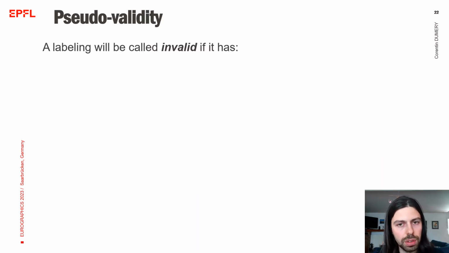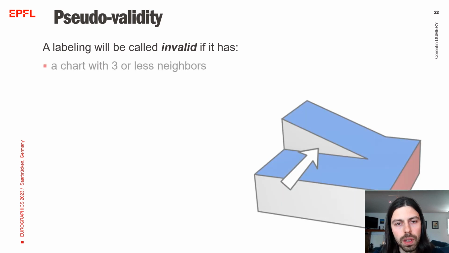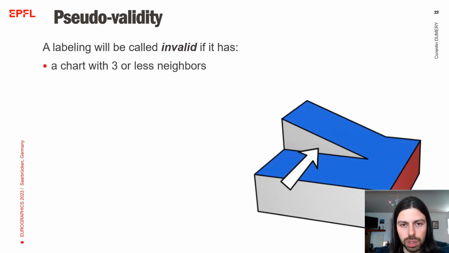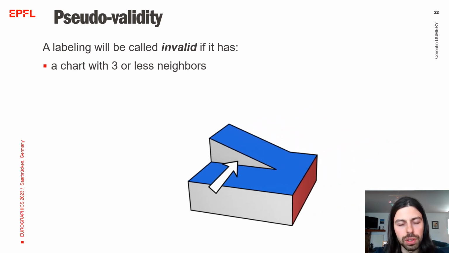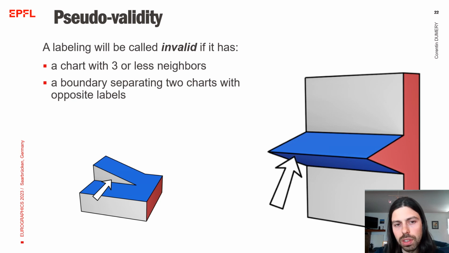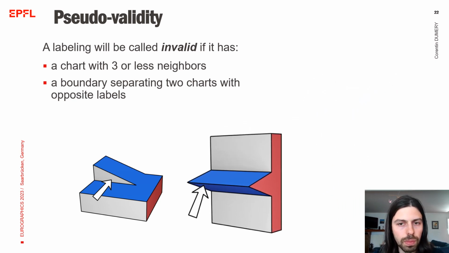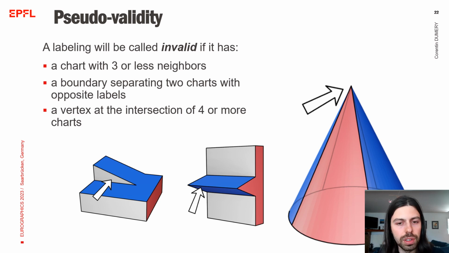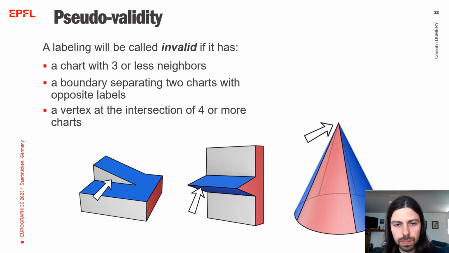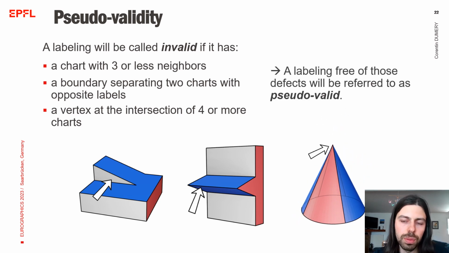We can use this as criteria to evaluate labelings. In that case, the labeling is invalid because the white chart has fewer than 4 neighbors. This can easily be detected by looking at the connectivity of the labeling. Similarly, a labeling with a boundary separating two charts with opposite labels will be considered invalid. And finally, a vertex at the intersection of 4 or more charts will also be considered invalid. A labeling which is free of all these 3 defects will be referred to as pseudo-valid in the following.